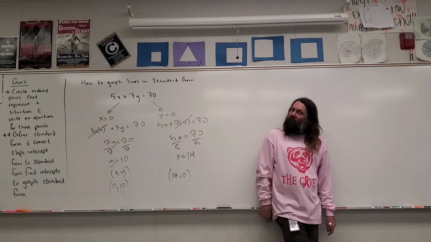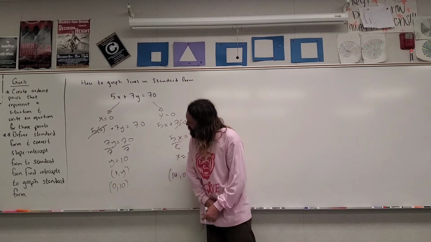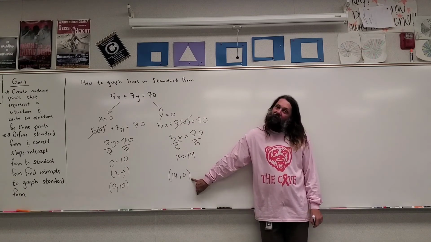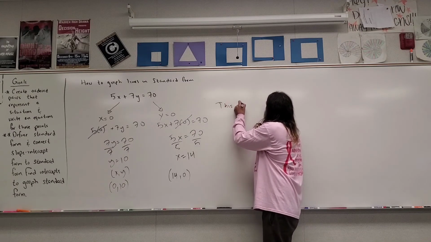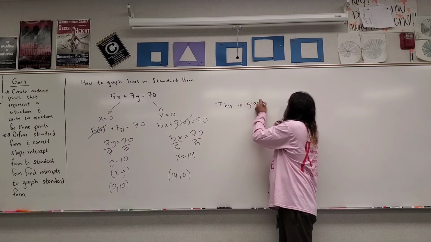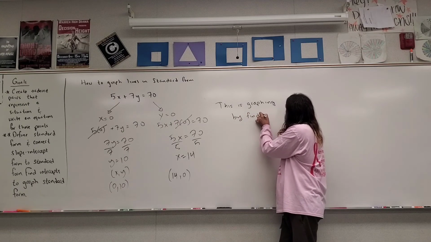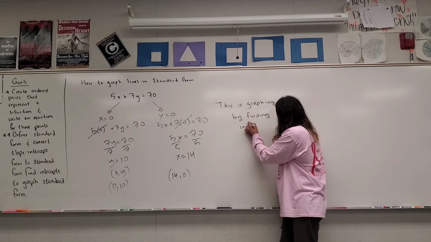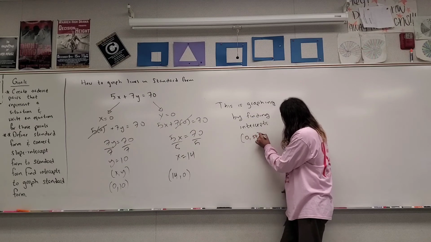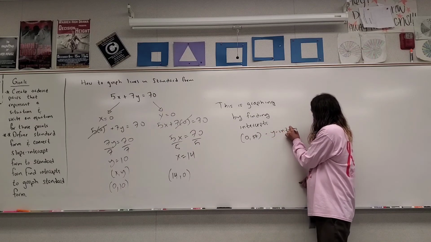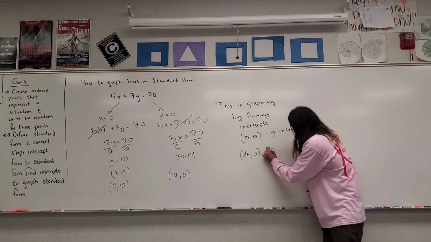Now, this is called graphing by finding intercepts. This is the y-intercept because the x value is 0. This is the x-intercept because the y value is 0. So this method is called graphing by finding intercepts. So anytime you have a 0 and a number, that's the y-intercept. And anytime that you have a number and 0, that is the x-intercept.